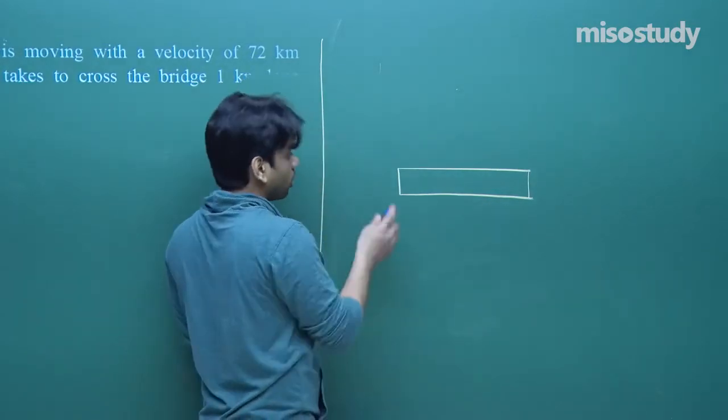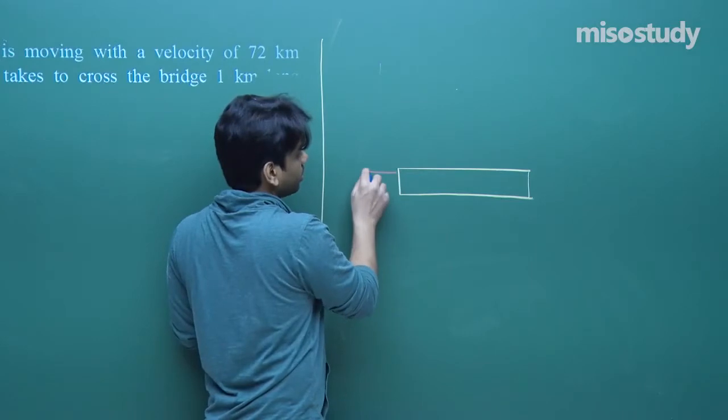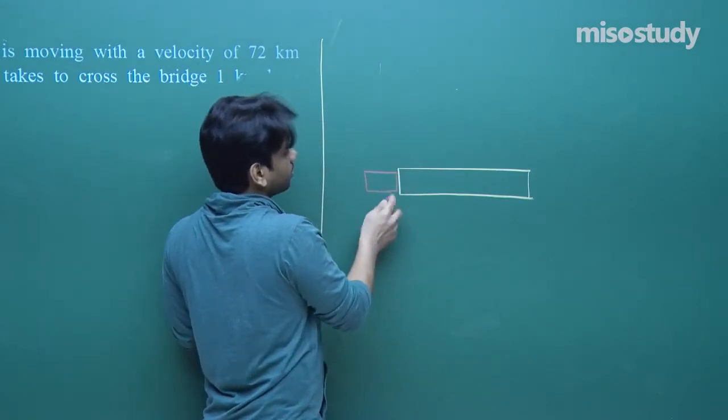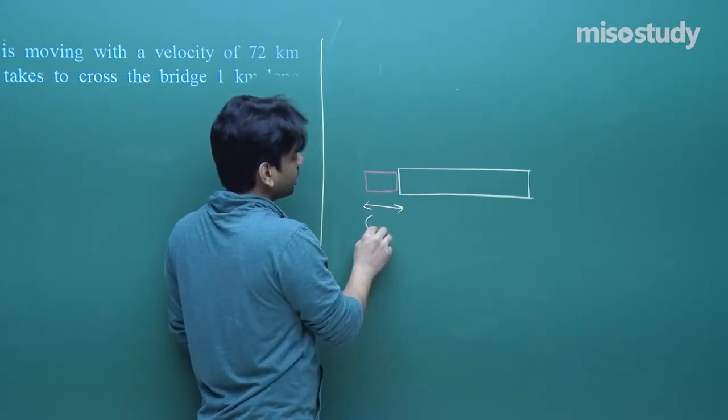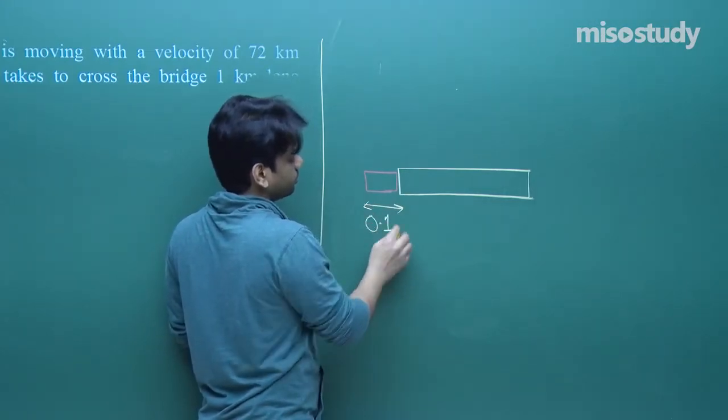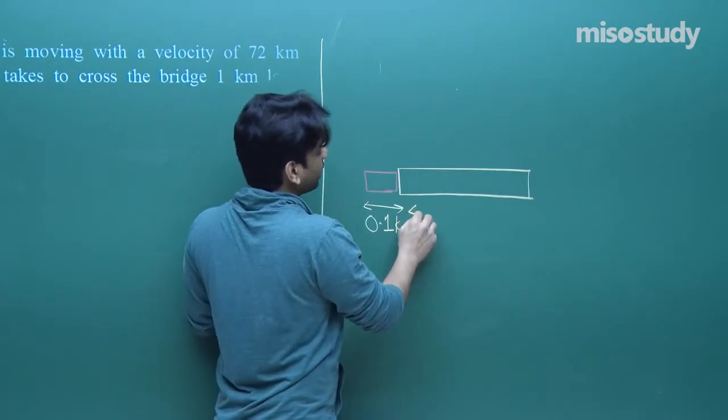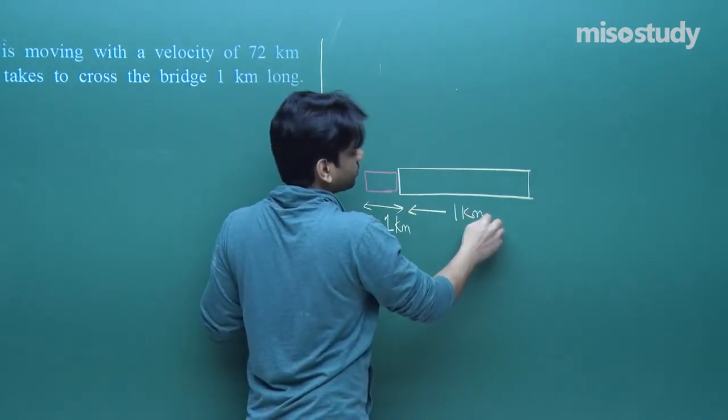It is 100 meter long. The train is 100 meter long. Let's say this is the train. Now the train length is 100 meter, that is 0.1 of a kilometer. And the entire bridge is 1 kilometer.